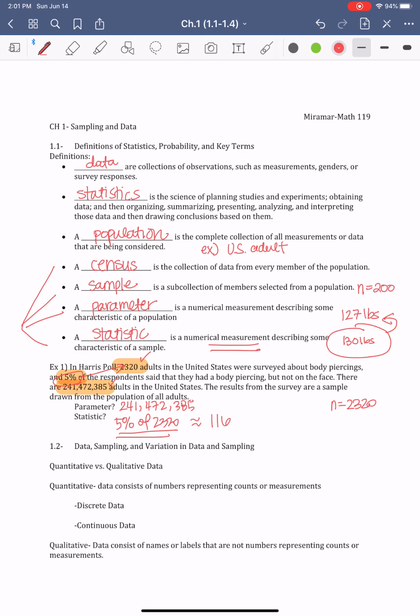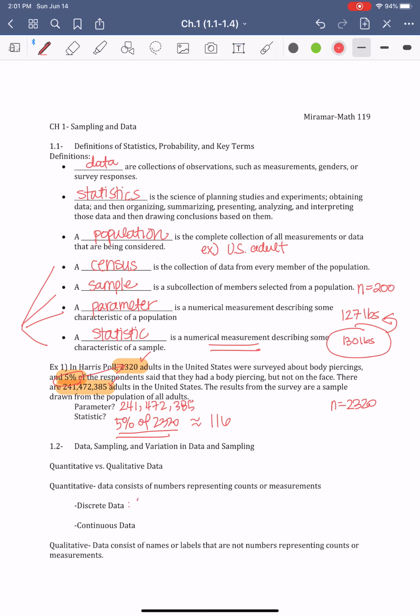Okay, let's move on to 1.2. So section 1.2, we are going to look at some data and then how to collect the samples. So there are two different types of data, quantitative and qualitative. Quantitative is data consisting of numbers representing counts or measurements. So anything that deals with numbers, we call it quantitative. Now within quantitative, we have two different types of data, discrete and continuous.